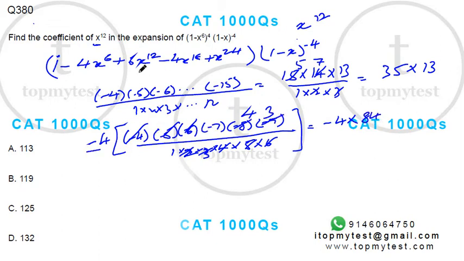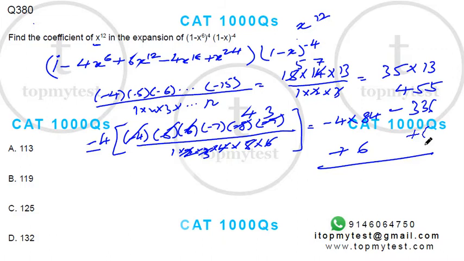And the last one would be the coefficient of x to the power 0, that's 1, times 6. So this will be your net effect. Okay, let's calculate this. 35 into 13 will be 350 plus 35 into 3 is 105. 350 plus 105 is 455 minus, this is 320 plus 16, 336, plus 6. So that's 330, 125. 125 will be your answer. That's the first way of doing it.